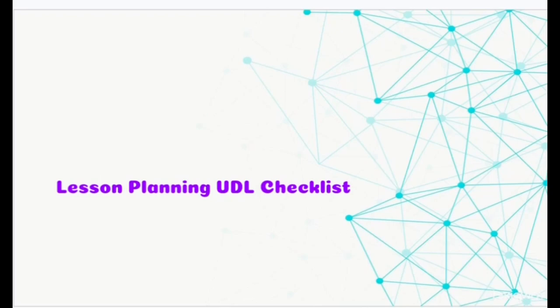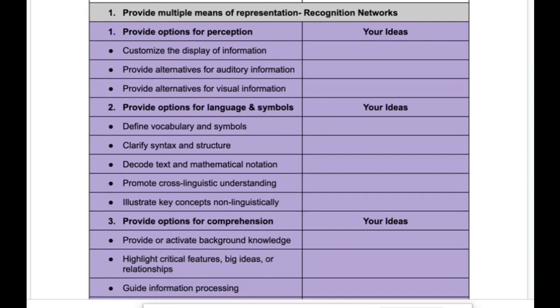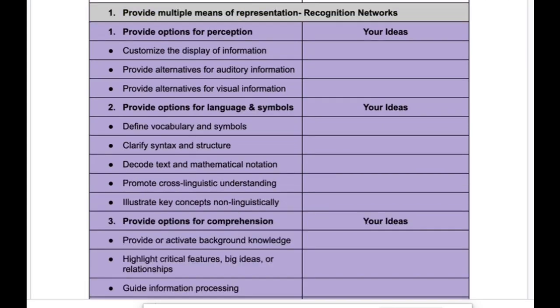Let's look at a UDL lesson planning checklist. Here is a UDL lesson checklist. On the left are the UDL guidelines, and on the right are the unit and lesson notes. First, we look at providing multiple means of representation. First, you'll look at providing options for perception, then providing options for language and symbols, finally, providing options for comprehension. As you look at the bullet points, list your ideas next to them.